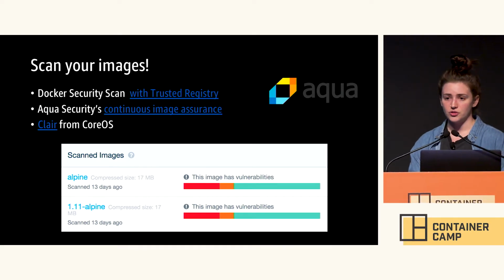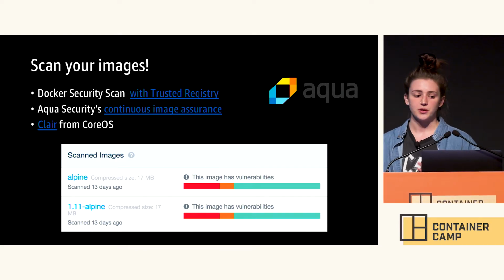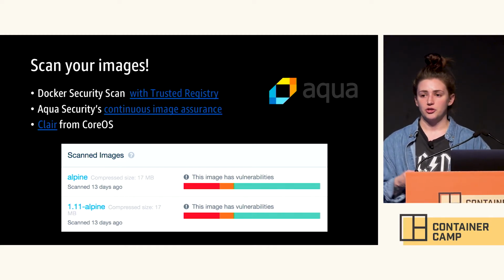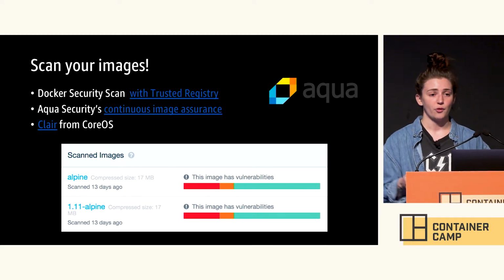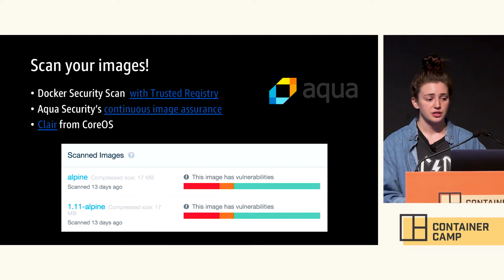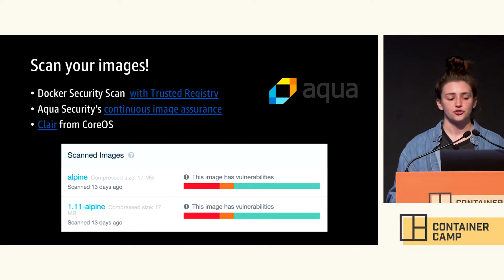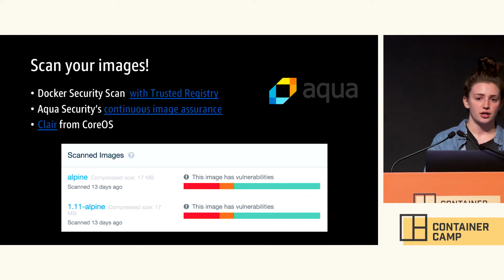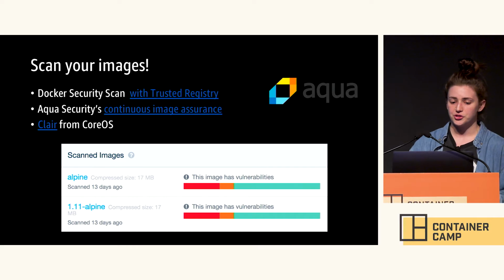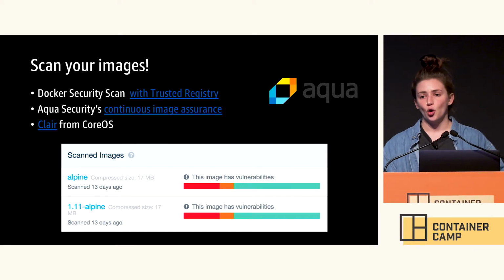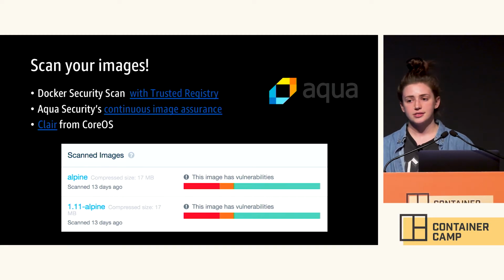So I think one of the best known tools that we can use here is image scanning. Something that comes up with Docker containers, a lot of security, is how do I make sure that I'm using images that I trust. There's security scan, which is from Docker, which you can use with trusted registry. There's also a really new one, I think it was like 2 weeks ago, from Aqua Security that's really cool, continuous image assurance. There's an open source one called Claire from CoreOS.